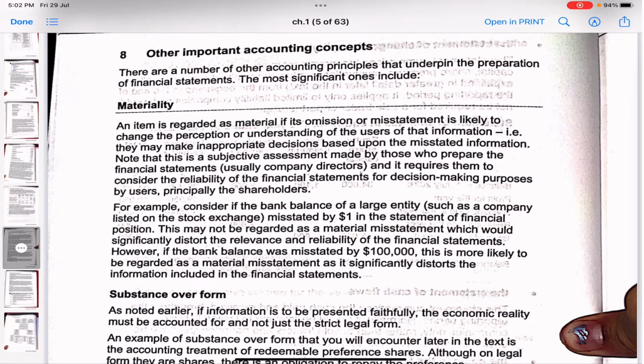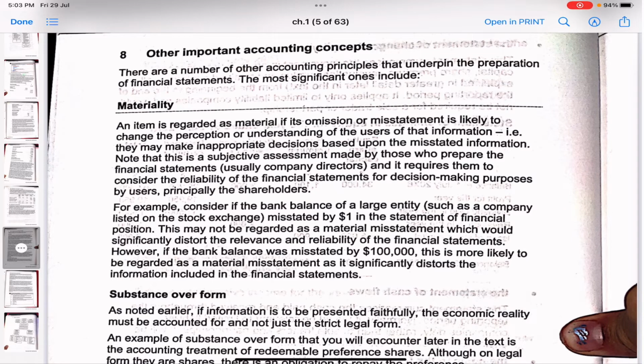It requires them to consider the reliability of the financial statements for decision making purposes by users, principally the shareholders. For example, consider if the bank balance of a large entity, such as a company listed on the stock exchange, is misstated by $1 in the statement of financial position. This may not be regarded as a material misstatement which would significantly distort the relevance and reliability of the financial statements. If you misstated something by $1, then maybe it's not a material error because it wouldn't really matter much. If it was an error of $10,000, then it is a material error.